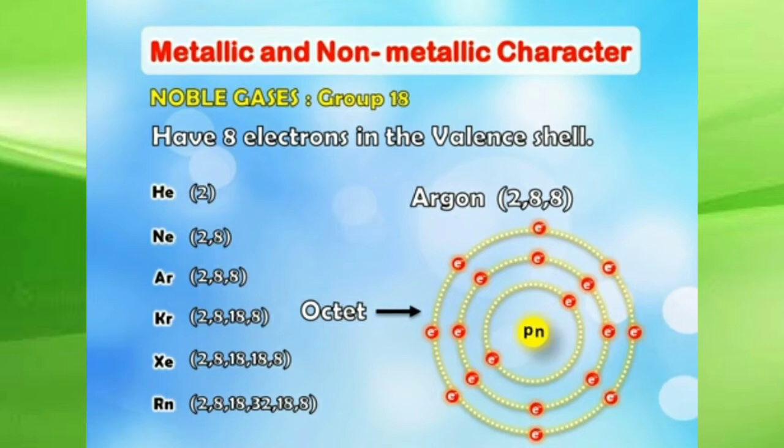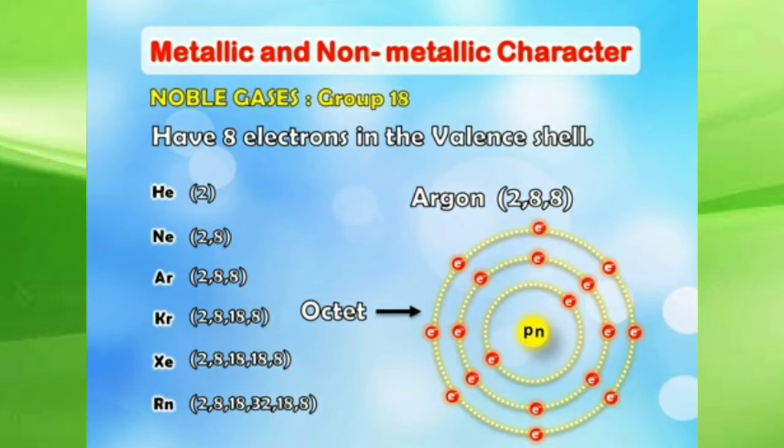It has completed its octet state. That means it has 8 electrons, so it is a very stable element. We know that noble gases are stable elements, so they do not share electrons. They do not gain or lose electrons. Their outermost shell is complete, that means it has gained its octet state.